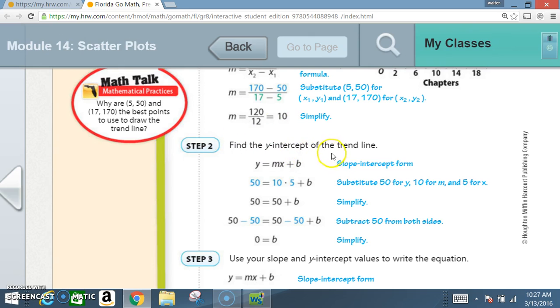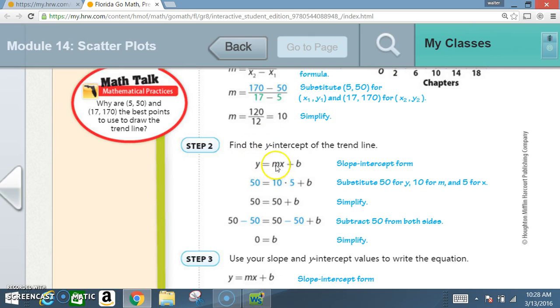Find the y-intercept of the trend line. So we're going to use our slope-intercept form equation. Y equals mx plus b. So what we do is we take one of the values up here, one of the coordinates, 5 or 50, or 17 or 170. It doesn't matter which one we take. Most of the time you take the one that's easier to work. So the smaller numbers here are 5 and 50.